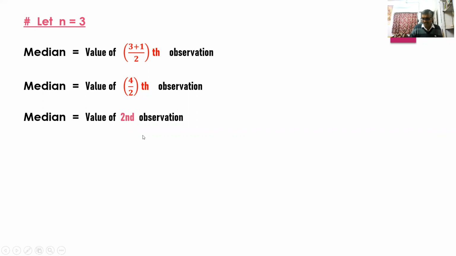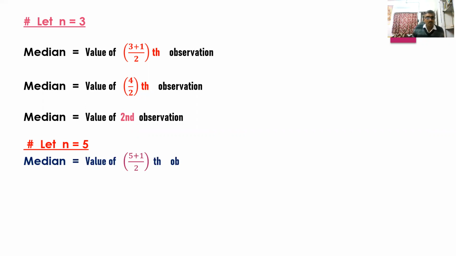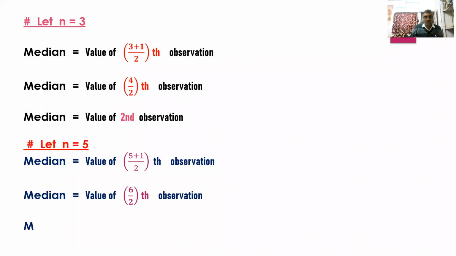Let us take another example. Number of terms is equal to 5. Then what will be the median? The median is the value of the (5 plus 1) by 2th observation. That will be 6. 5 plus 1 कितना होता है? 6 by 2th. That is third. That is, median is the value of the third observation. Right?